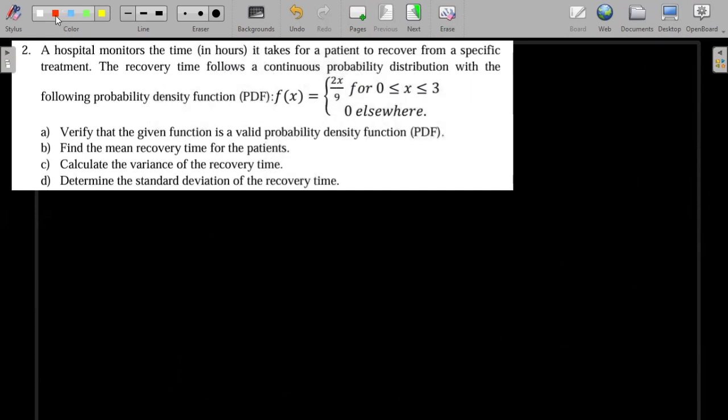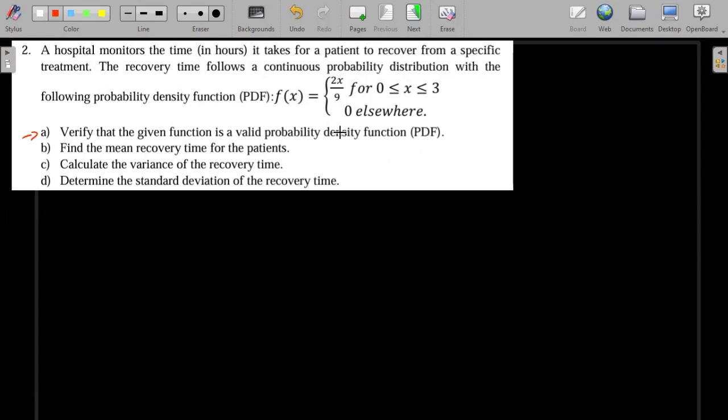Right, so let's look at this question here. They're saying a hospital monitors the time in hours it takes for a patient to recover from a specific treatment. The recovery time follows a continuous probability distribution with the following PDF. This is the PDF that they have given us, in terms of an interval. The first question says verify that the given function is a valid probability density function.